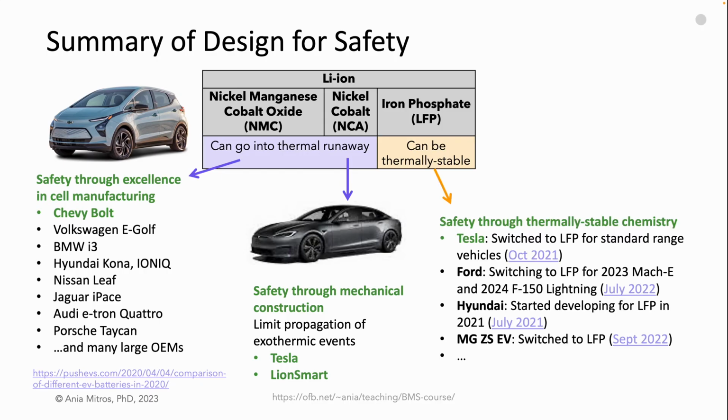A third option is to use LFP cells, which do not go into thermal runaway and accept their lower energy density. A number of companies have turned in this direction recently. In late 2021, Tesla announced the switch to LFP for standard range vehicles while continuing to use higher performance chemistries for their higher performance cars. Ford will be switching to LFP for their Mach-E and F-150 Lightning. Hyundai started developing for LFP in 2021. The list goes on.